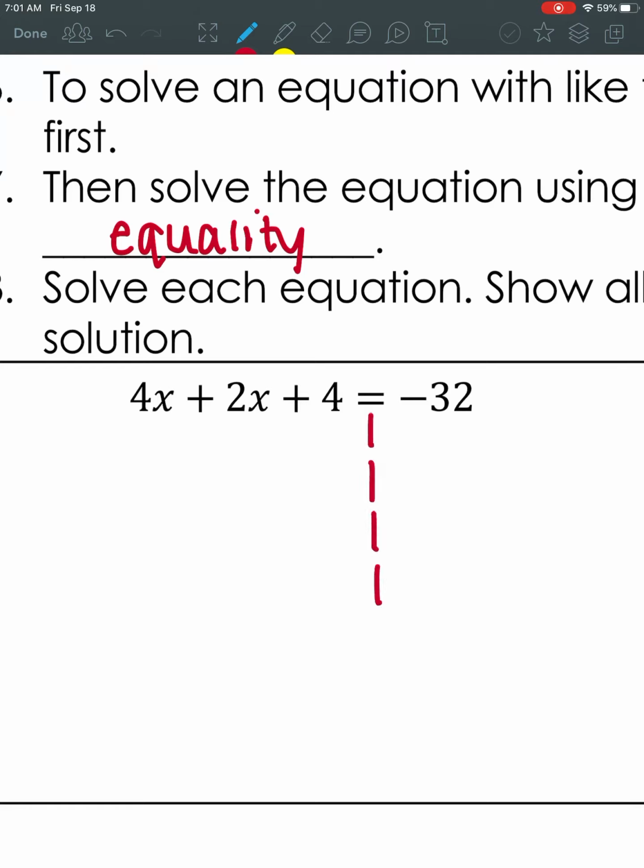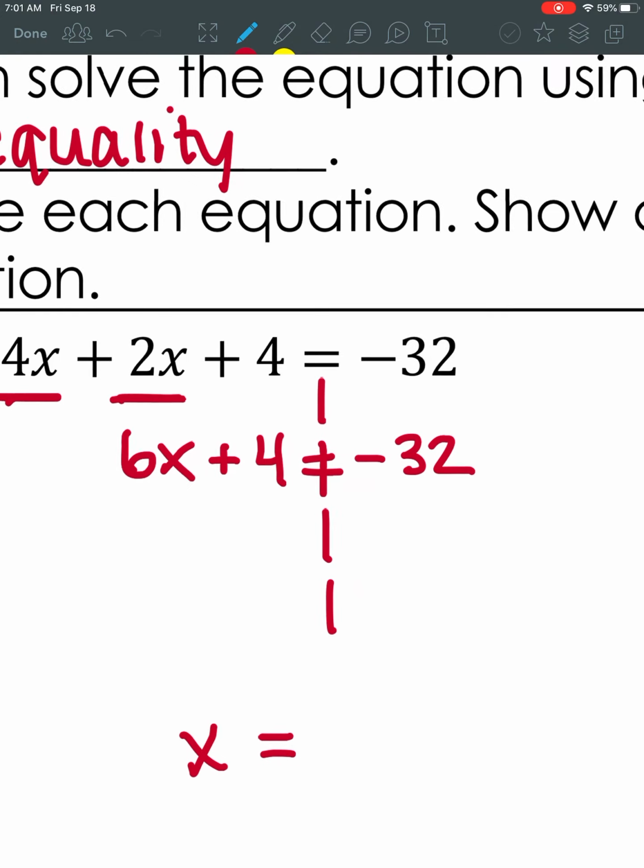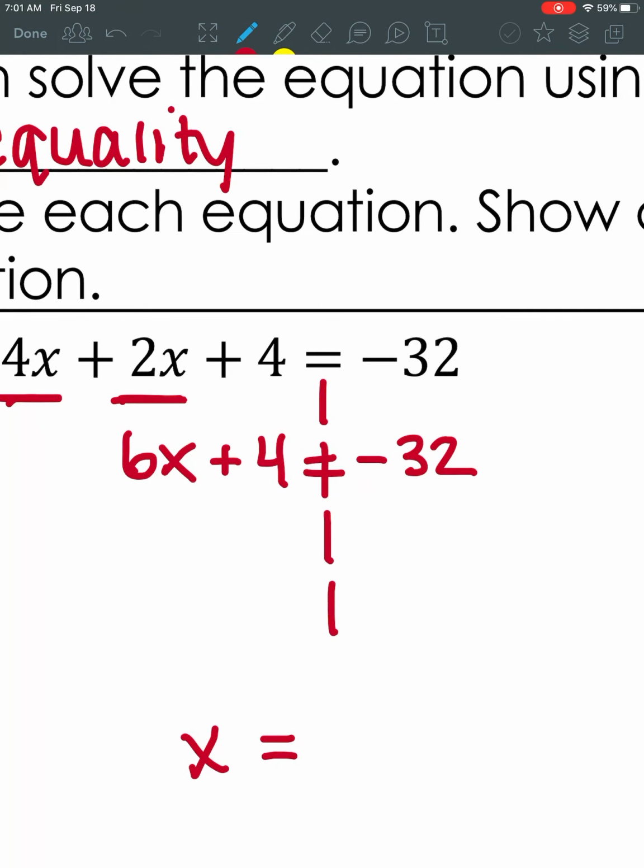So here's where that equal sign, it's important. If you use that line, great. If you don't, don't worry about it. But our x is on the left side. So we want to get that variable by itself. That's our goal. Okay, before we begin, on the left side, we have a 4x and a 2x, so we can combine those to 6x. Okay, the 4 we can't do anything with. The plus 4, there's no other constants on that side, so it stays as it is.